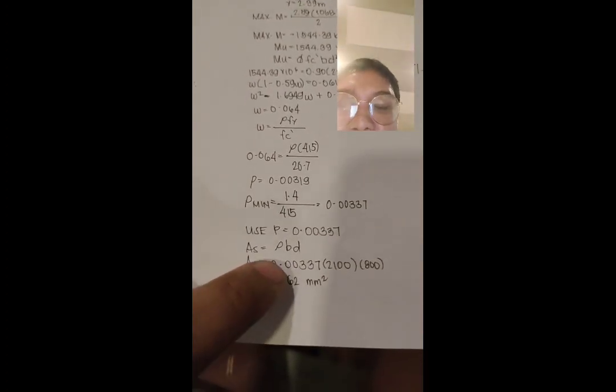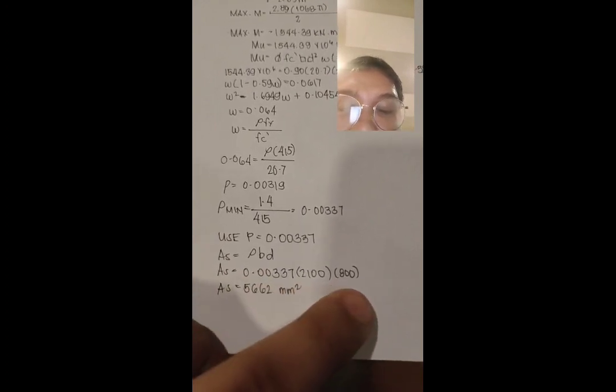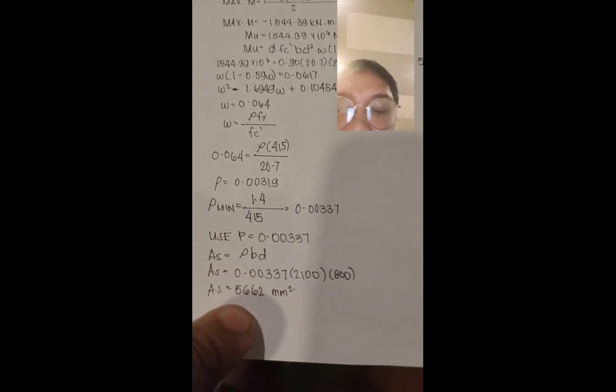So, area of steel is equals to PBD. Now we have the P, base and the depth. So we're getting the value of AS as 5662 millimeters squared. Now moving on to our next page.